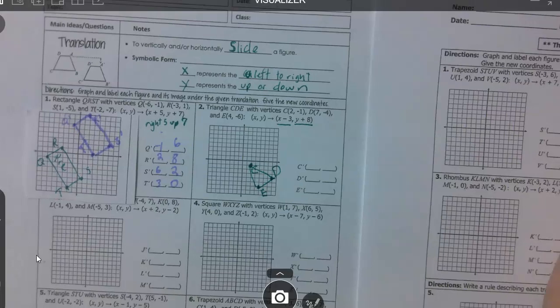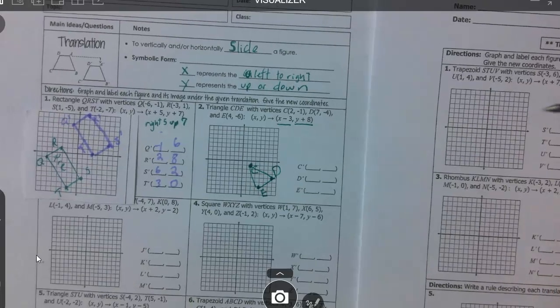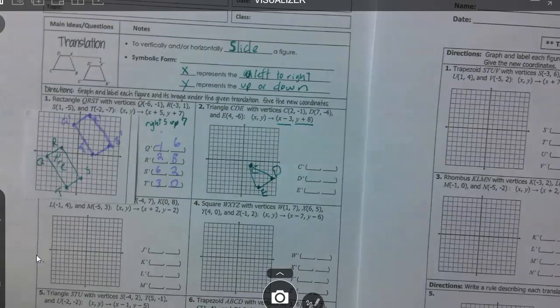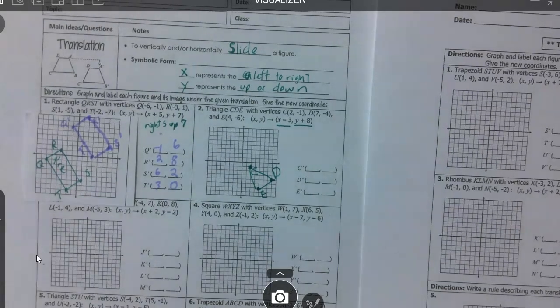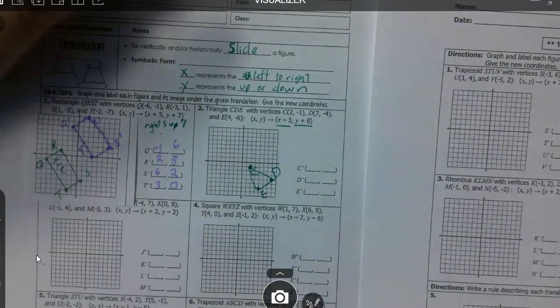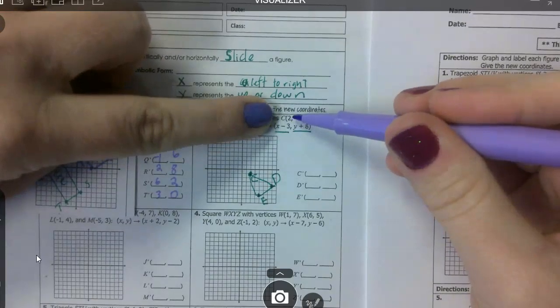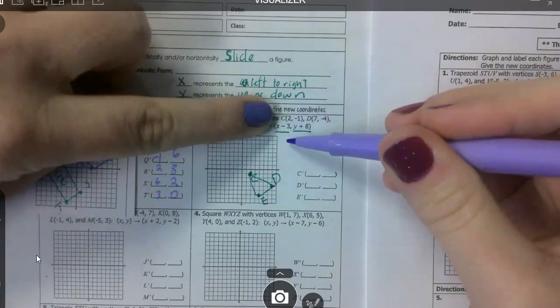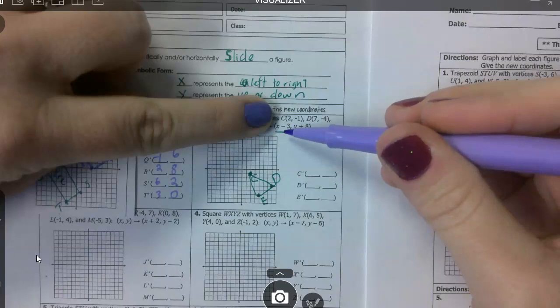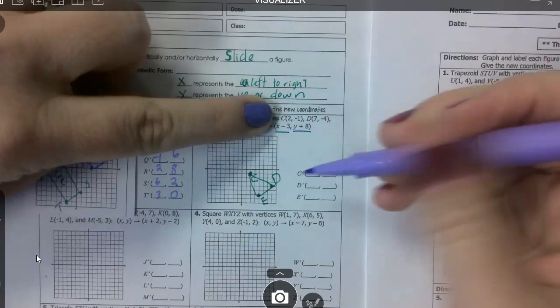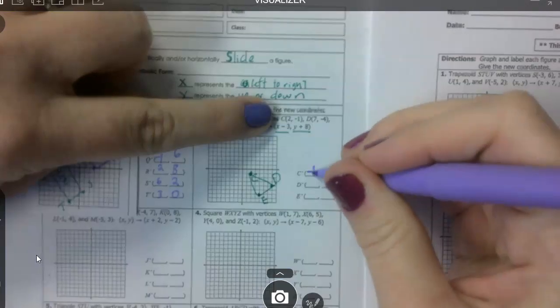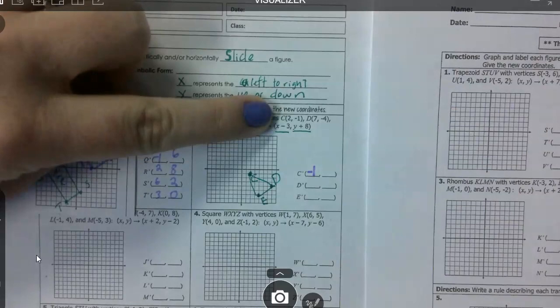Now, if I don't really want to count all of those numbers, because that is a lot of work, then I'm going to use the math. I'm going to use the algebra. Okay? So, let's take point C. You see it right here? X is 2. Now, if I take 2 - 3, then C prime should be at -1. That was easy. I didn't have to count anything.